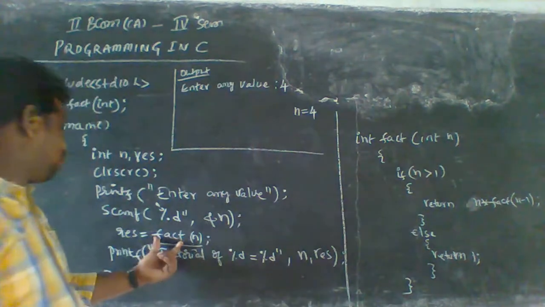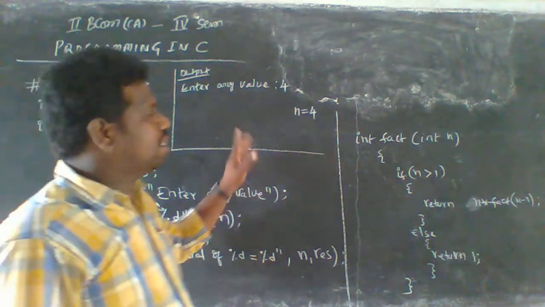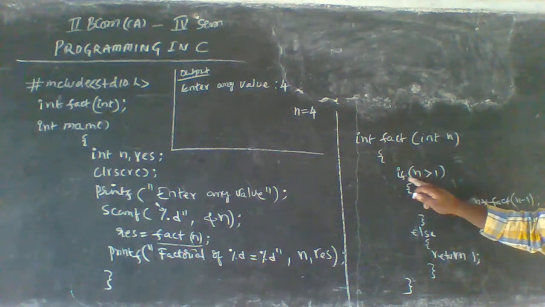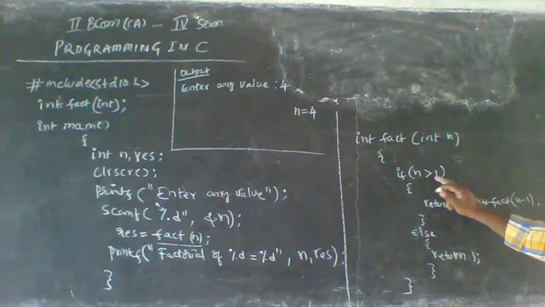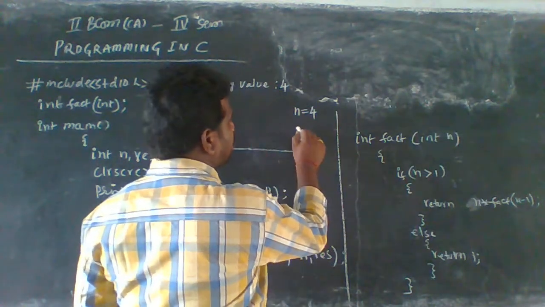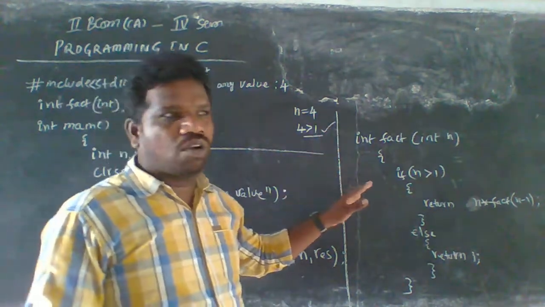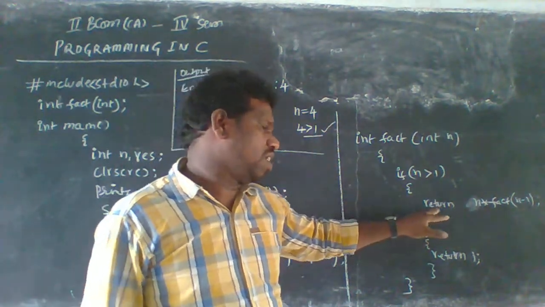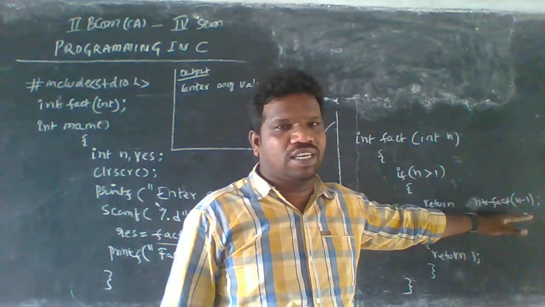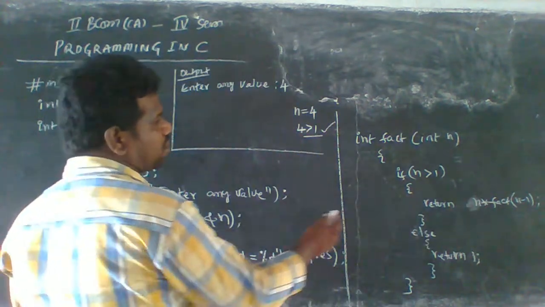Okay, by default fact will be declared in the global section. That's why it is acceptable, and then the function checks the condition in the n here: n less than or equal to 1. Is the condition true or false? The condition is false because 4 is not less than or equal to 1. Whenever the condition is false, it will execute this statement here: n into fact of n minus 1. So that's why we have to specify like this.